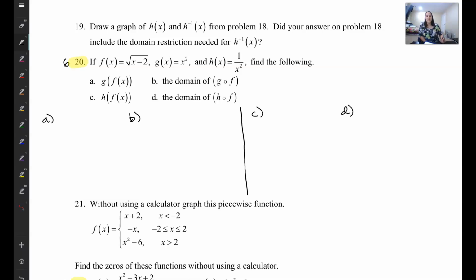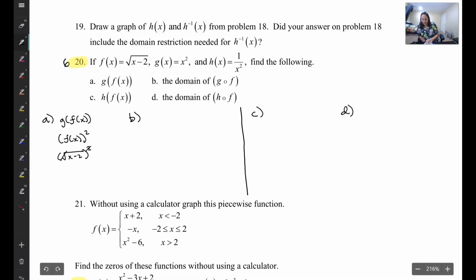I'm going to start with number 20. This one had 6 responses from you guys, so we'll start there. Start with function composition, g of f of x. Plug f of x into g, so that would be f of x squared, which is the square root of x minus 2, squared. Square root and square cancel each other out. We get x minus 2.